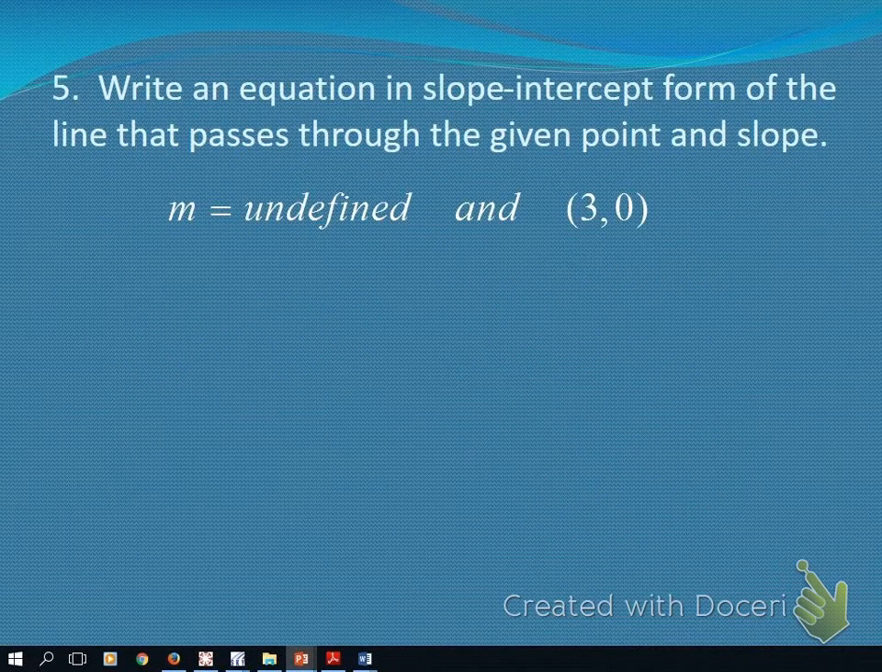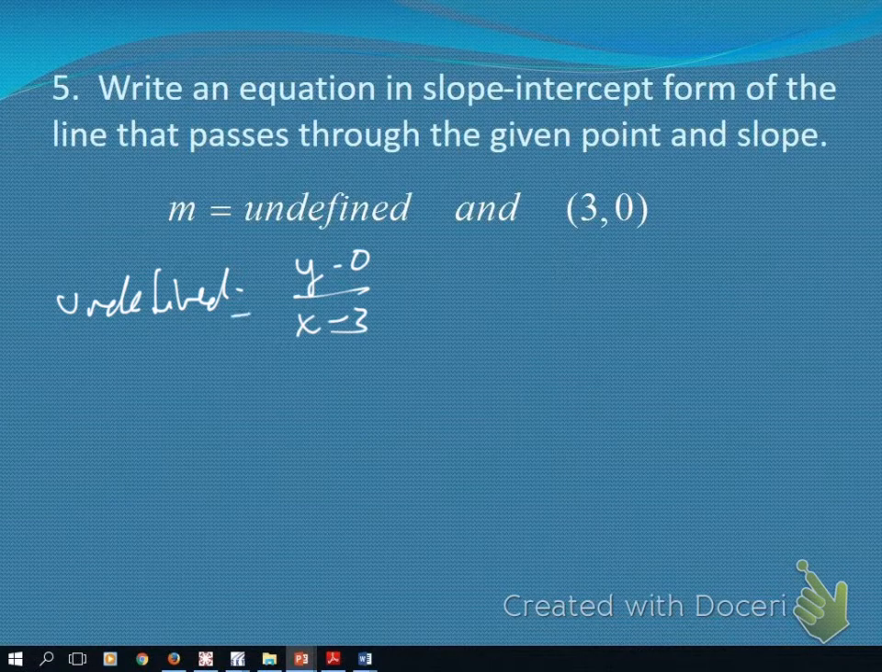Same thing if your slope is undefined. Right? We set this up like we have everything else. We take undefined and set it equal to y minus 0 over x minus 3. Right? Now we're going to cross multiply undefined. Well, that doesn't make any sense, right? So actually, let's back up.